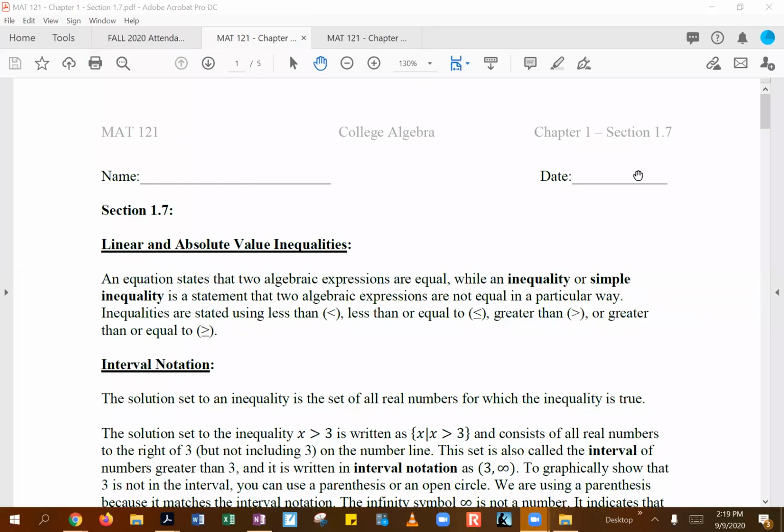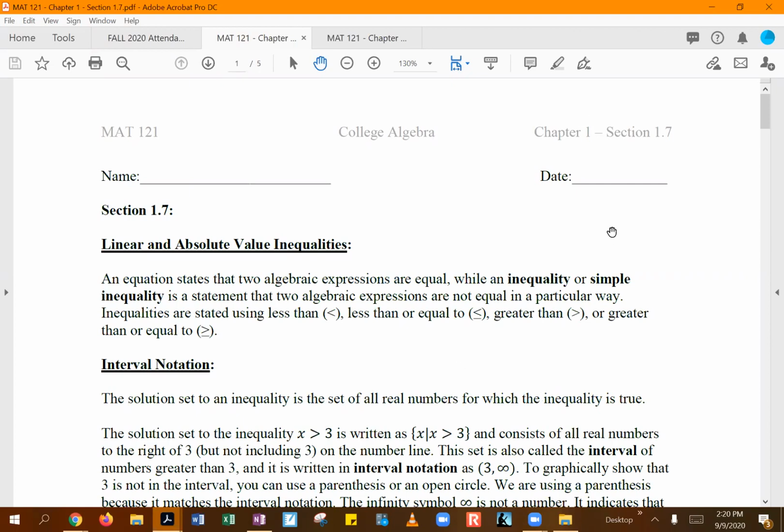The video for this last section, 1.7. And as you can see, this is going to be all about linear and absolute value inequalities. So we'll go ahead and get started, and the others can join us in.